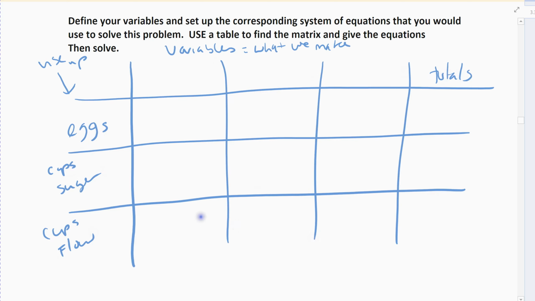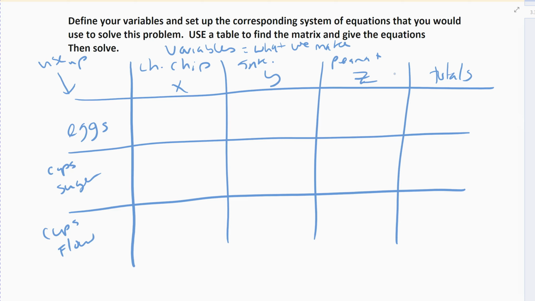X represents my chocolate chip, Y represents my snickerdoodle, and Z represents the peanut butter. That's what my X, Y, and Z were. Across the top is always your variables, X, Y, and Z. Down the side is what I'm using up: my eggs, my cups of sugar, and my flour. And then I've got the total.